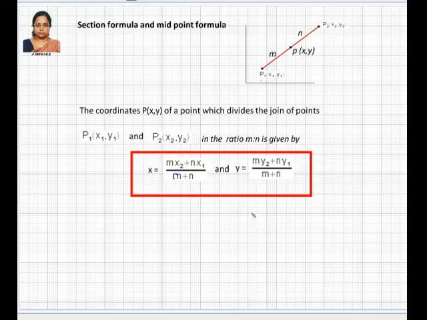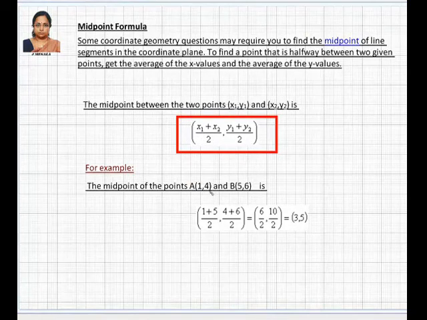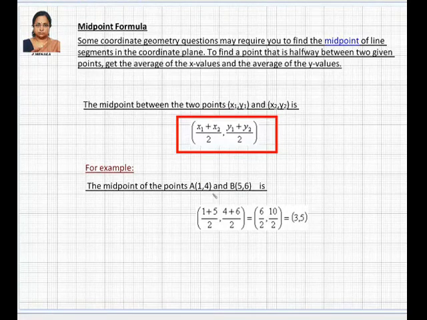And in case this is a midpoint, then m equals n, or you can say the ratio is 1:1. So when you apply that 1:1 here, 1 plus 1 is 2, and this is x1 plus x2. Then that becomes your midpoint formula. That's what is given here: x1 plus x2 by 2, y1 plus y2 by 2. So you can just apply the values, 1, 4 and 5, 6 are given. Just add the two x values, 1 plus 5 by 2. Similarly, y values, 4 plus 6 by 2. That is how you get 3, 5 as the answer.